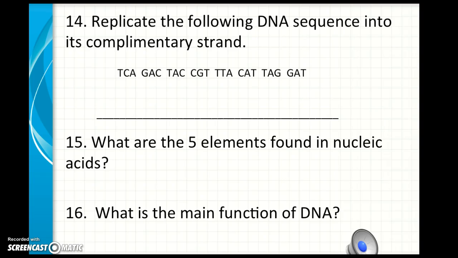Question 15. What are the 5 elements found in nucleic acids? 16. What is the main function of DNA?